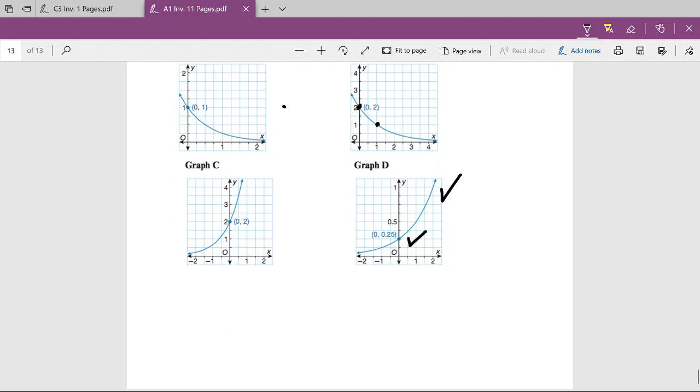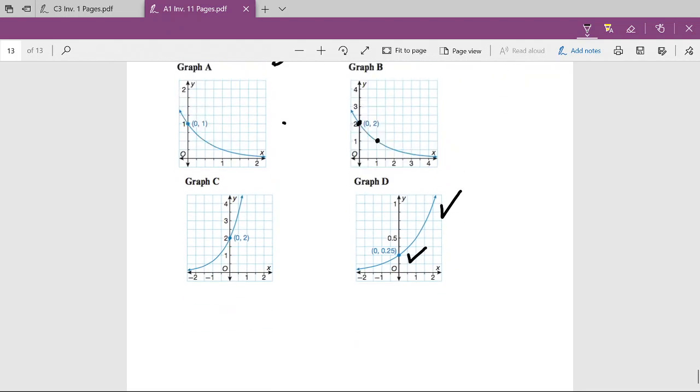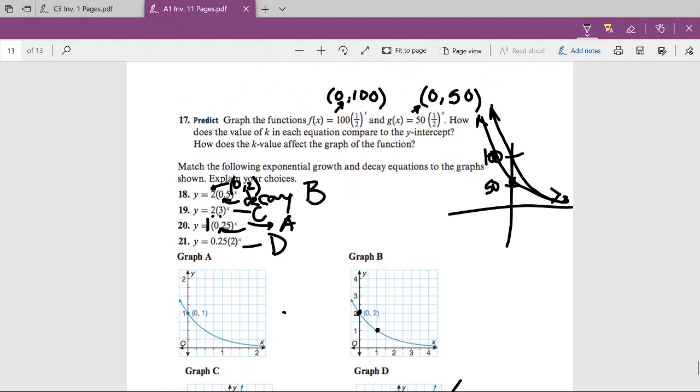Okay, so as you continue through this investigation to finish with those investigation practice questions, make sure you think about all of these different pieces of our function. The starting point and whether it's growth or decay, and how we can show that using a table, using an equation, or using a graph.